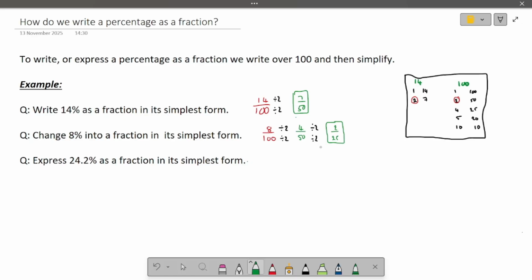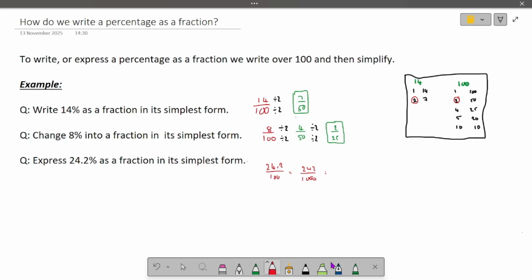Take a look at the very next one, 24.2% as a fraction in its simplest form. So I'm going to take the 24.2, we're going to write it over 100. Now, it's really unusual to see a decimal in a fraction. So we are going to change this ever so slightly. Now, remember what we said before. I've got 3 digits involved here. I'm going to have 3 zeros involved too. So I would write this as 242 over 1000. Okay.